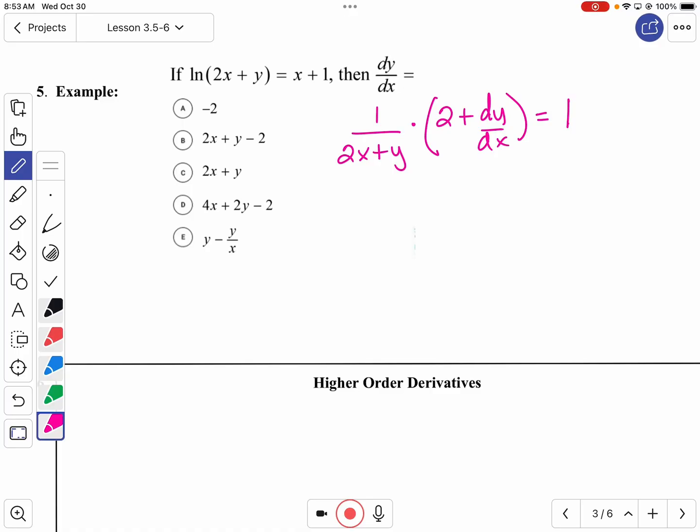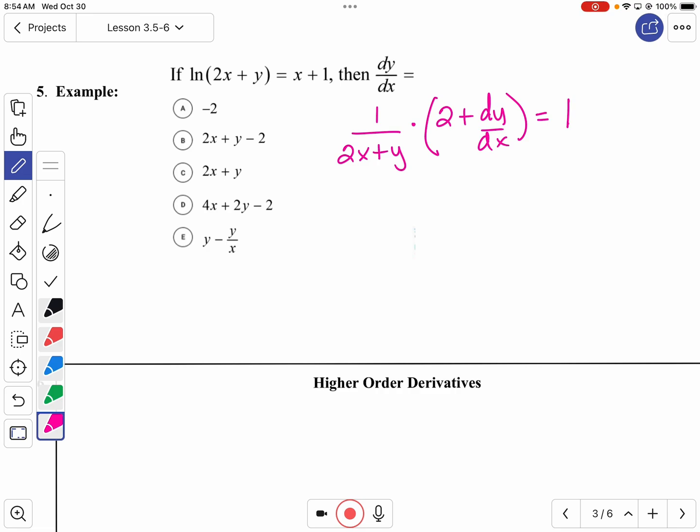All right, so did you get this to start? The derivative of ln is 1 over 2x plus y, and the chain derivative of 2x plus y would be 2 plus dy dx. It's important that we put parentheses there. One of the things on your quiz, again, is just the lack of getting the parentheses in the right spot, which changes your final solution. So you have to be careful there.